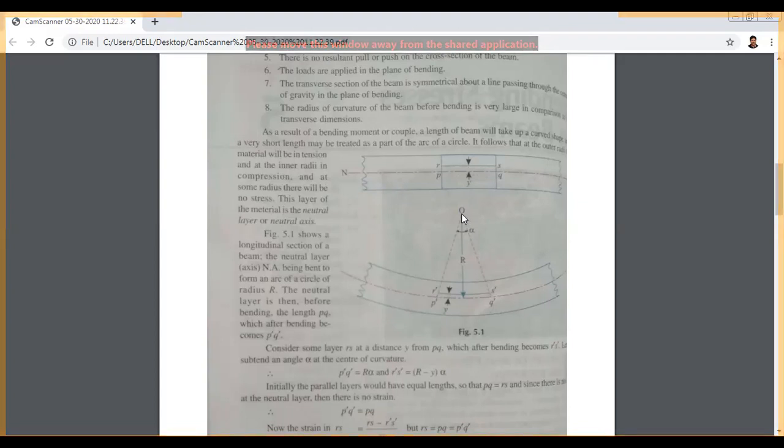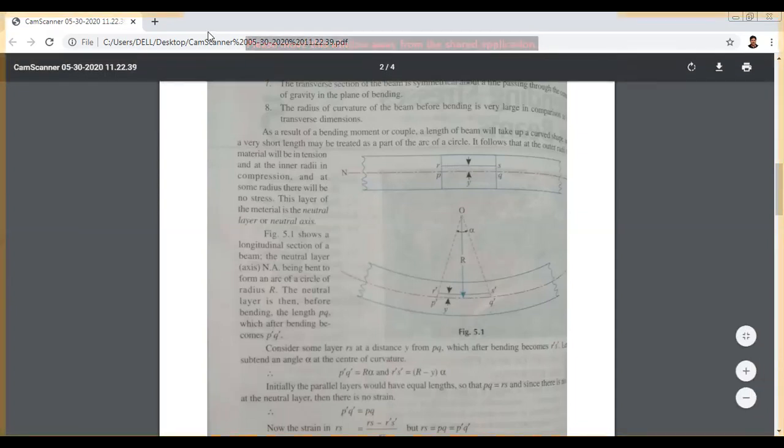So if this is the radius of curvature, the point O is the center of curvature. Now we'll take another element just above this neutral plane, at a distance of y from this plane. This is the strip RS that we are considering. Earlier this was a plane, straight line, and PQ was the neutral axis, also a straight line. This is the strip RS that we are basically considering.